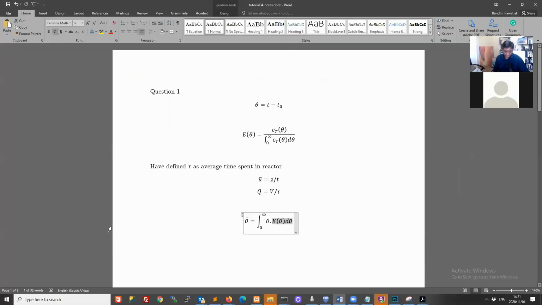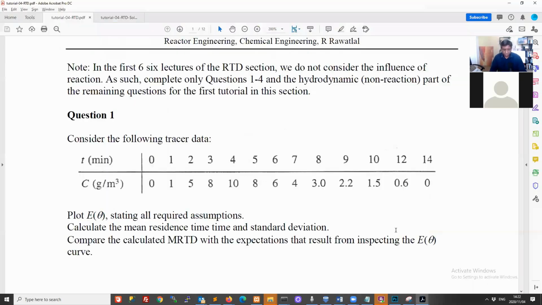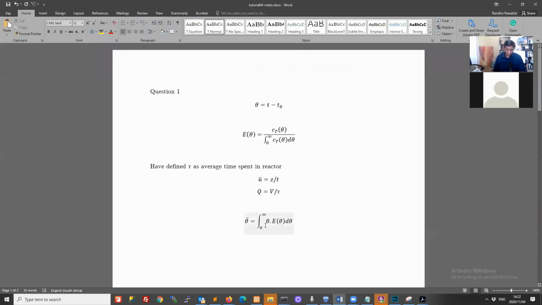So this is, if you like, the continuous form of doing that. So that's how we estimate the average age in our reactor. We just multiply the age by the distribution function and integrate over all possible ages, naught to infinity. And then that gives us the average age there. Okay, so for this problem, we want to know the mean residence time. So we just go ahead and do this process. So in part A of the problem, we got E of theta. So we found E of theta in this way.